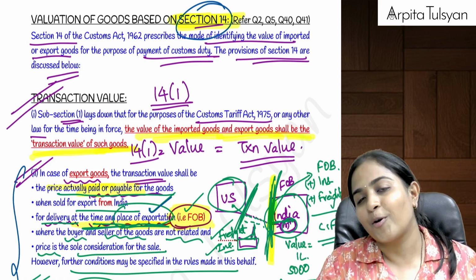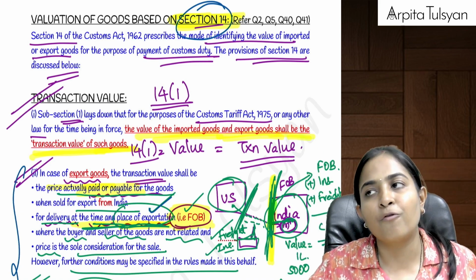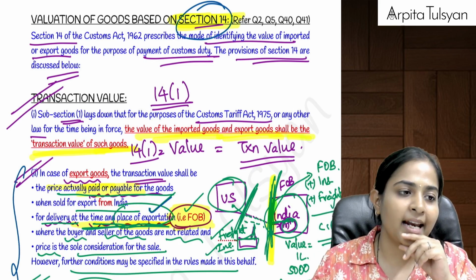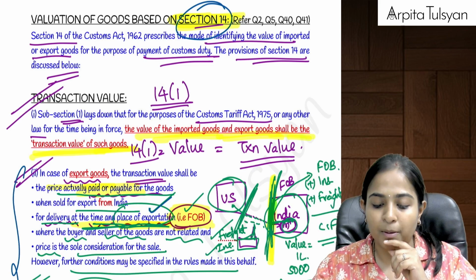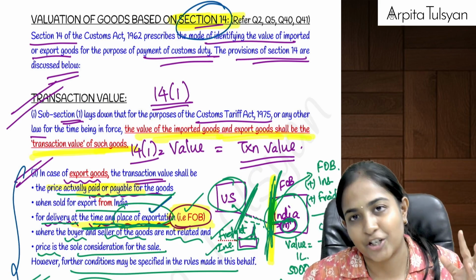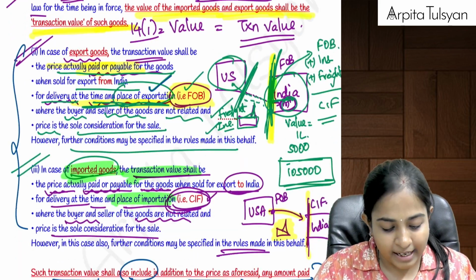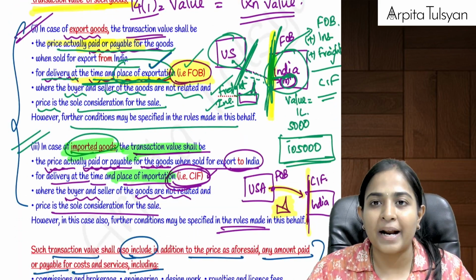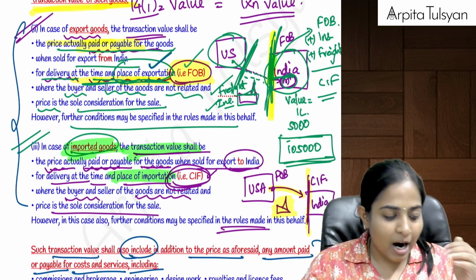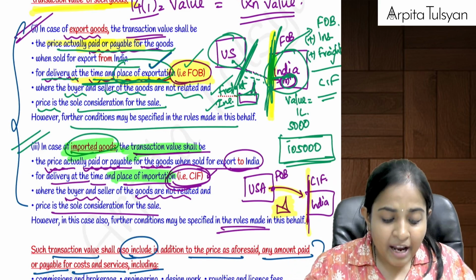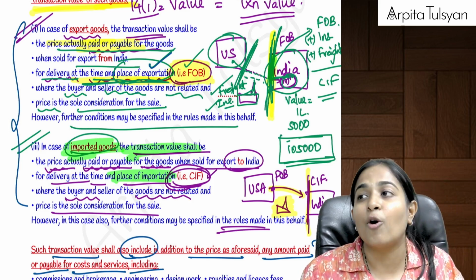Section number 14 talks about the valuation of goods. In section number 14, there are two subsections, section 14.1 and 14.2. 14.1 says that value for the purpose of import is equal to the transaction value. Ma'am, what do you mean by transaction value? In case of import, transaction value is the price paid or payable when the goods are sold to India, up to the time and place of importation, basically on the CIF.